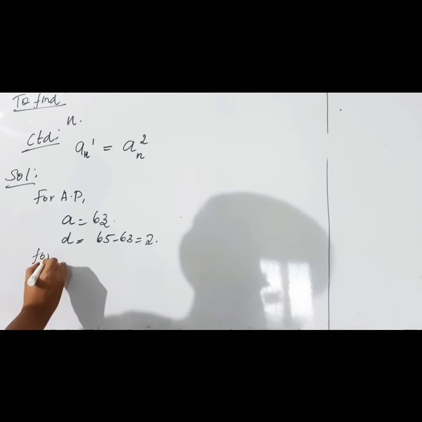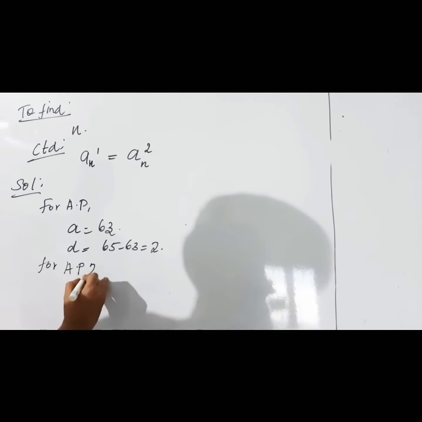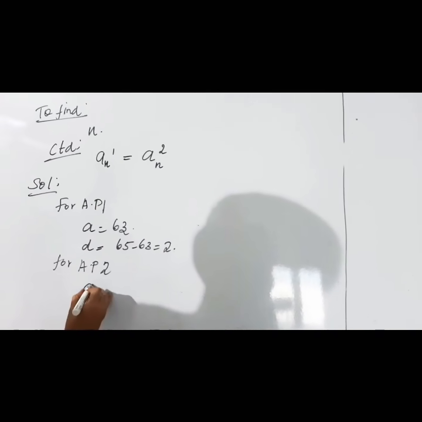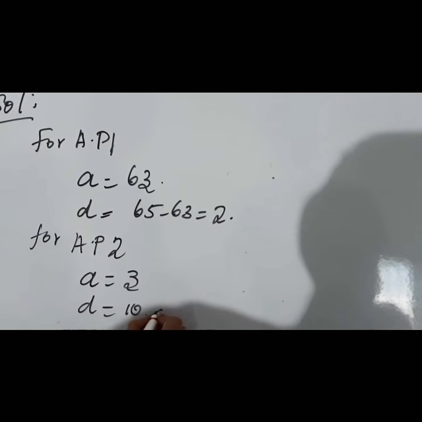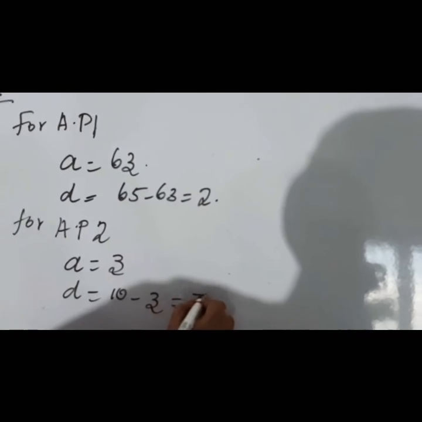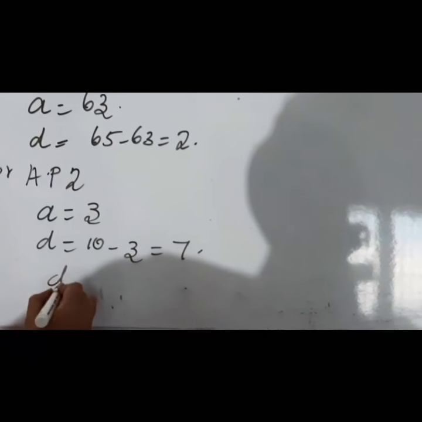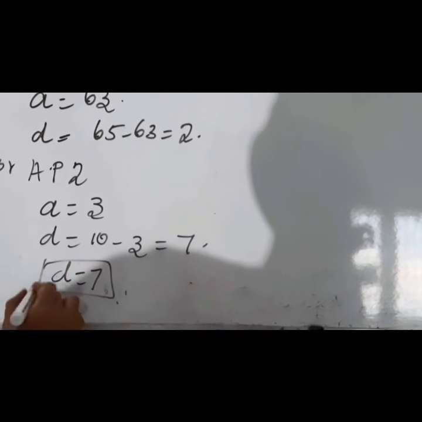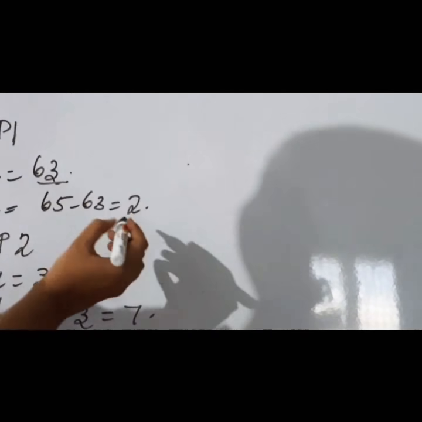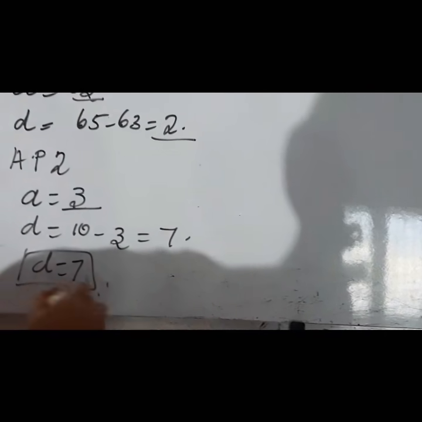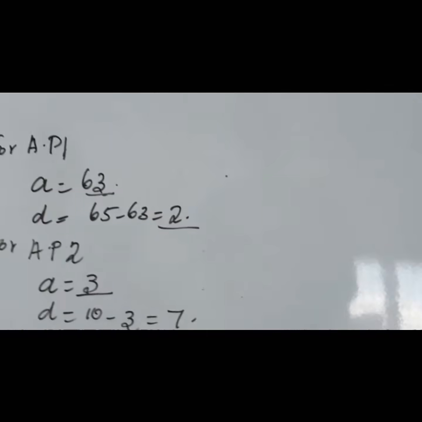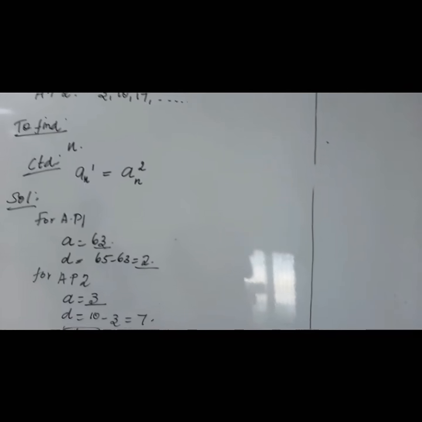For your second AP, what is A? 3. What is D? 10 minus 3, which is equal to 7. For the first AP, A is 63 and D is 2. For the second AP, A is 3 and D is equal to 7. Both the APs are in increasing order.